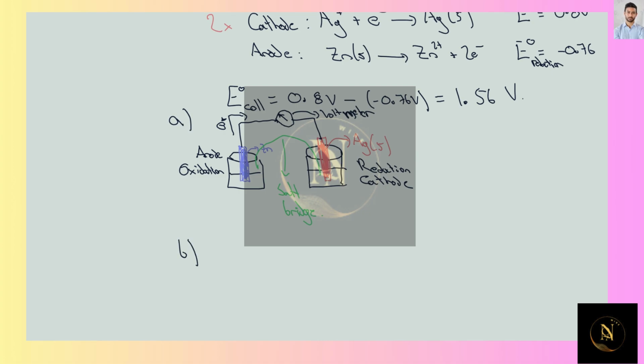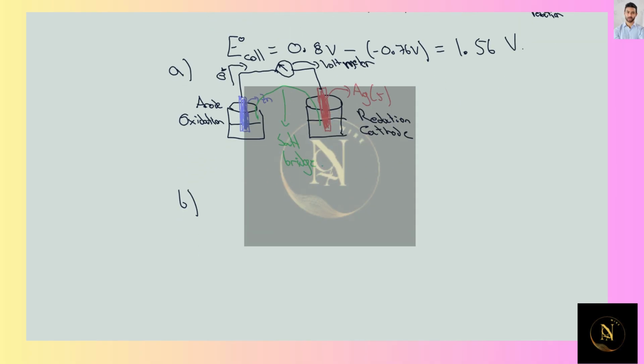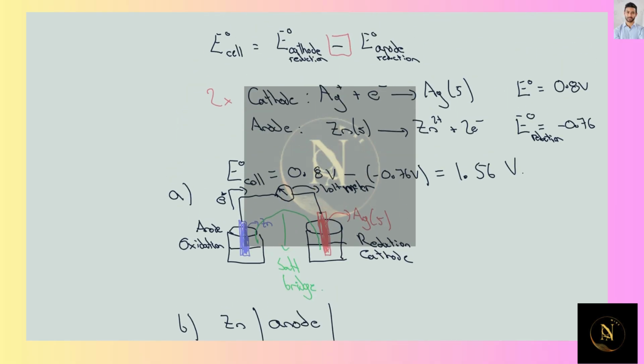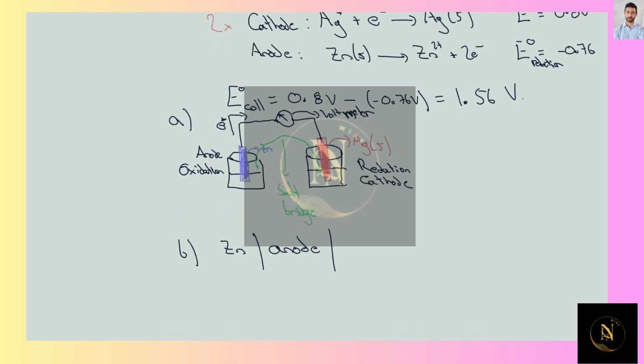Next up, for B, we need to identify the redox reactions at each of the electrodes. So we already identified the corresponding reactions. In the zinc electrode, which is our anode, the reaction is the one that we see on the top: zinc solid produces Zn2 plus and 2 electrons.